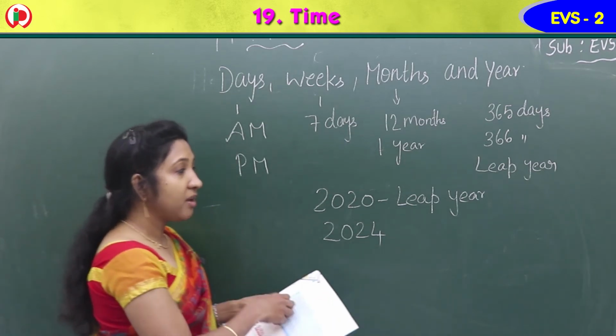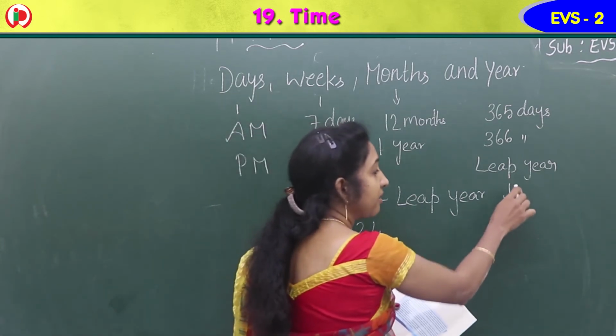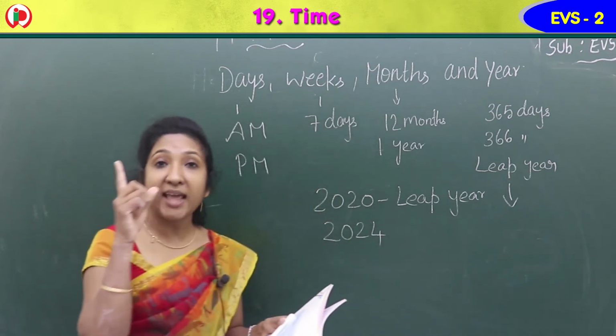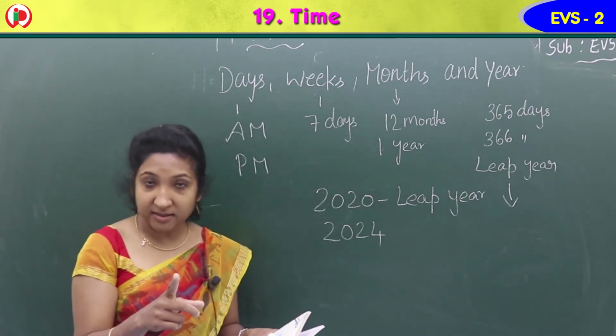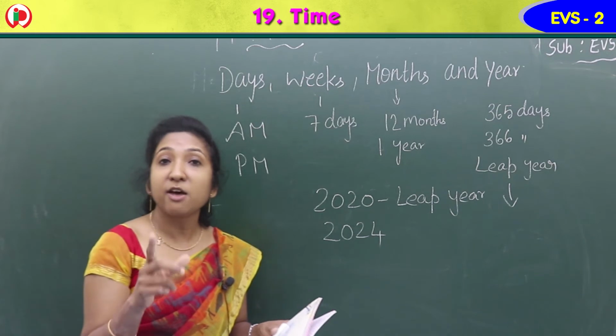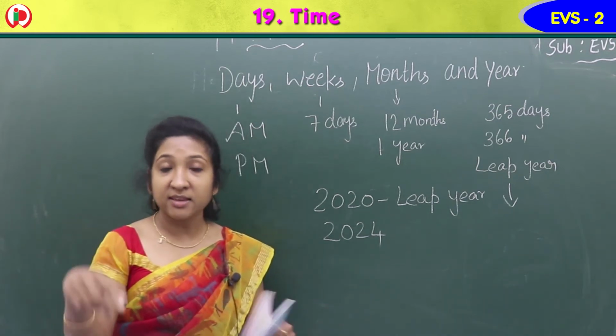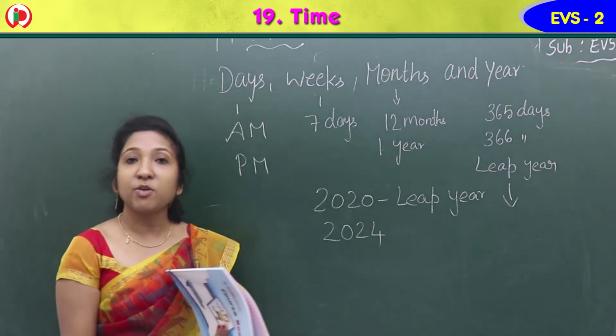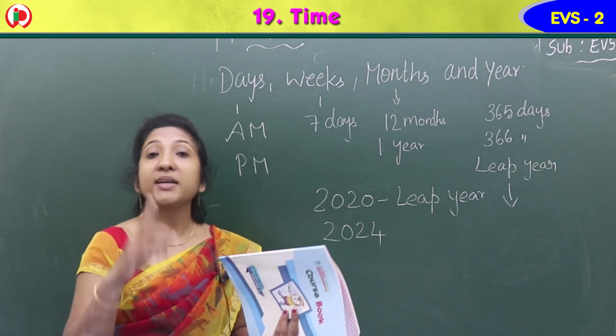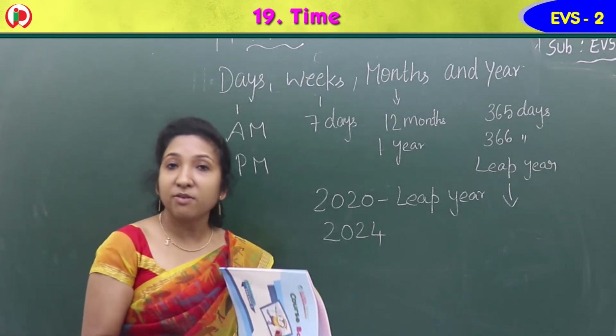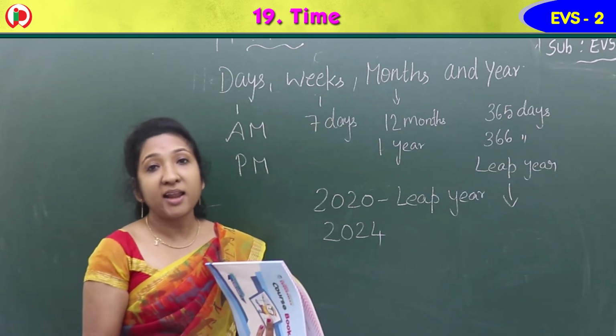So in leap year, what is the specialty? In leap year, we have 1 day extra, 366 days. And also in the month of February, we get one more day, 29 days. In all other years, February has 28 days. But in leap year, the month February, we get 29 days.